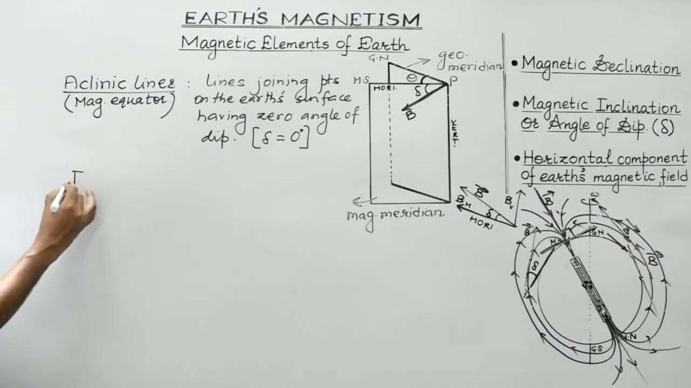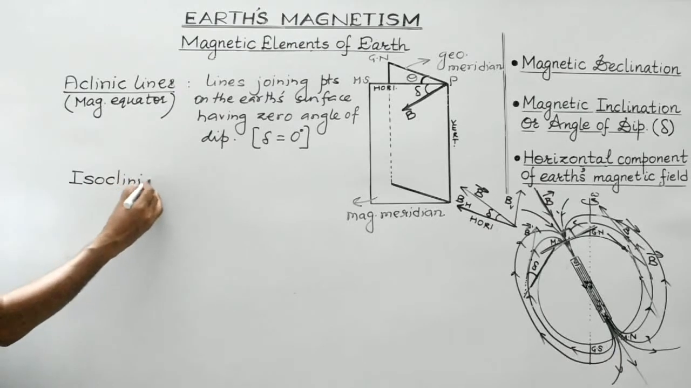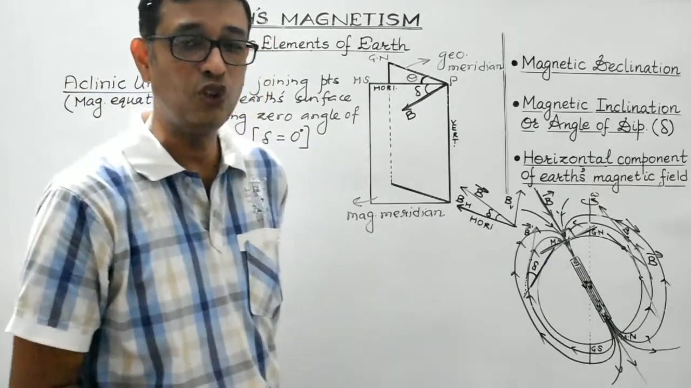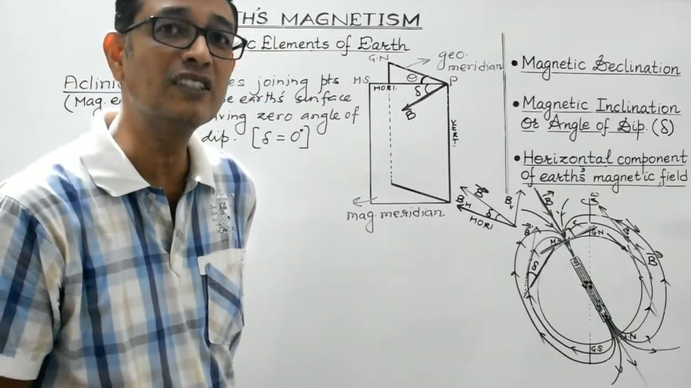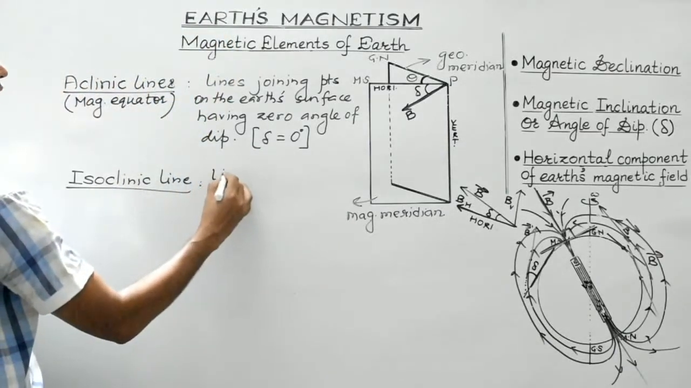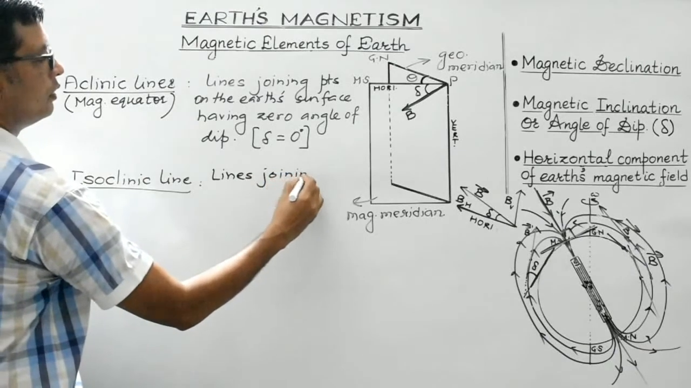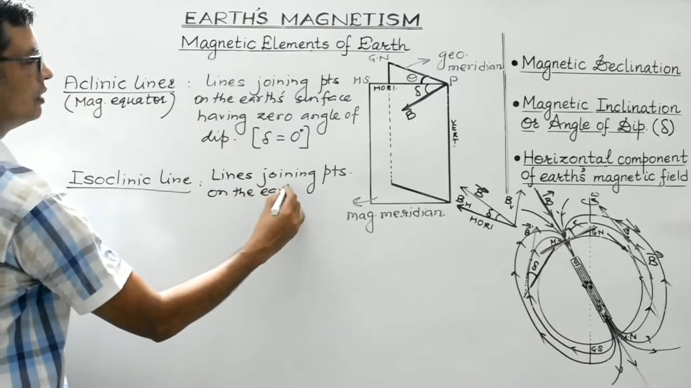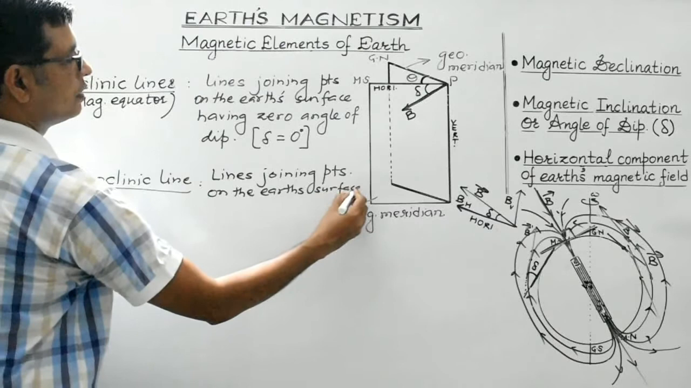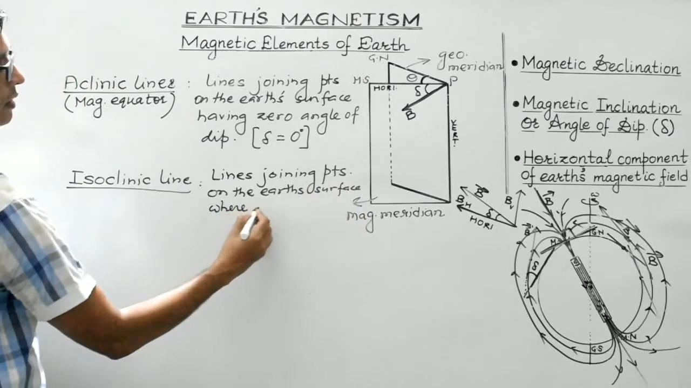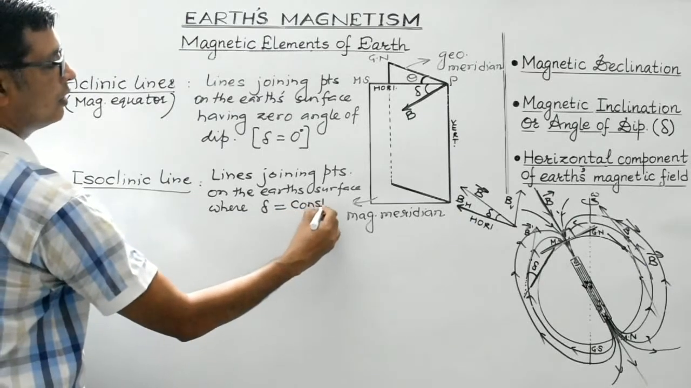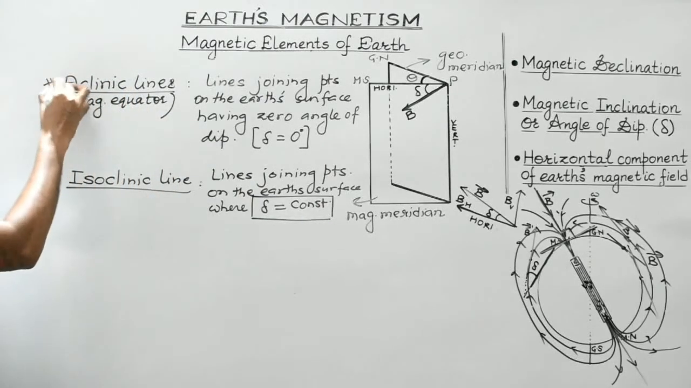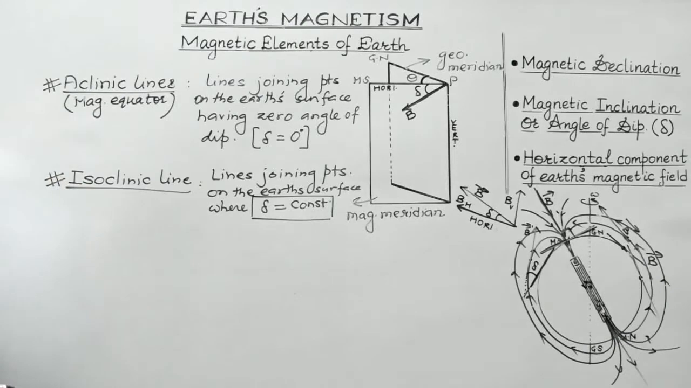Then the other one is Isoclinic. Iso, I have told you, the meaning of iso is same. Isoclinic line. Obviously, these are the lines joining those places or points on the Earth's surface where the angle of dip is constant or same. So lines joining points or places on the Earth's surface where angle of dip is same or constant. Iso means same. So do remember these two definitions, Aclinic lines and isoclinic lines.